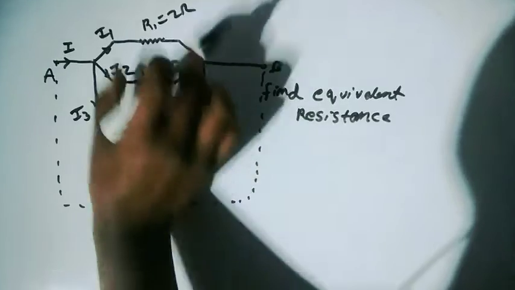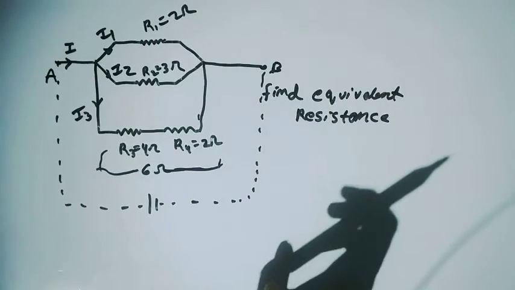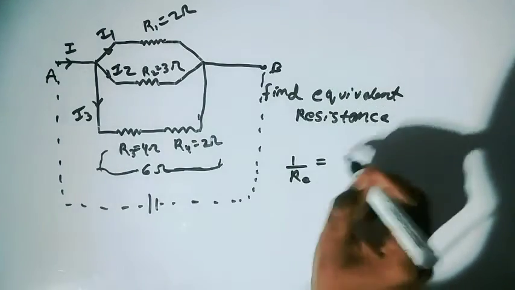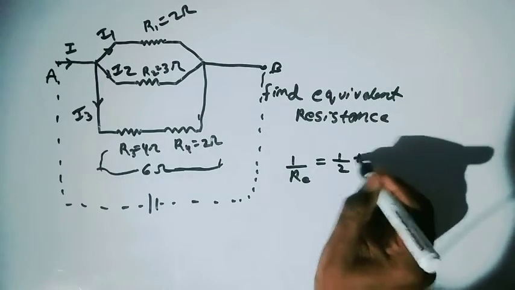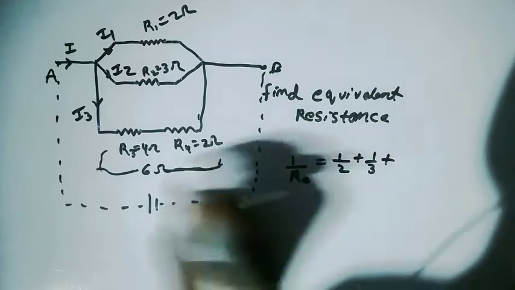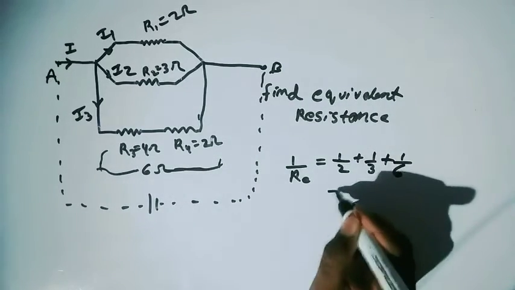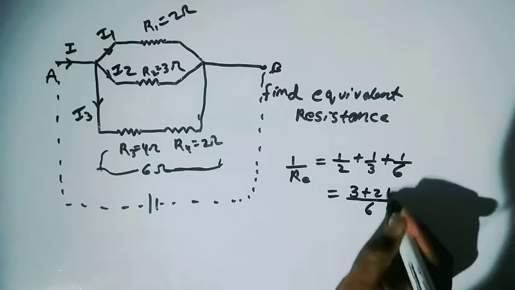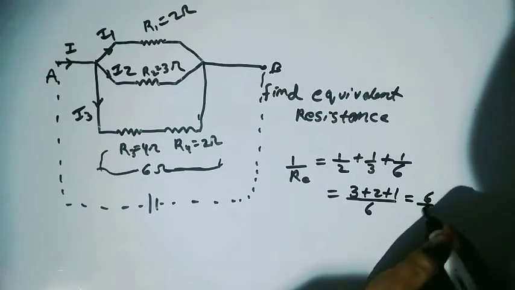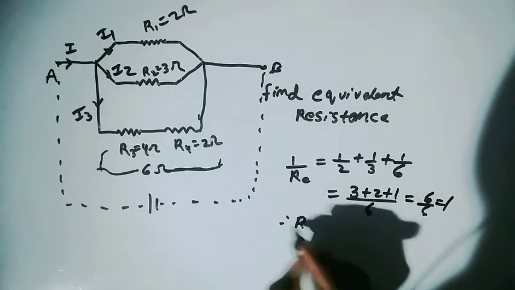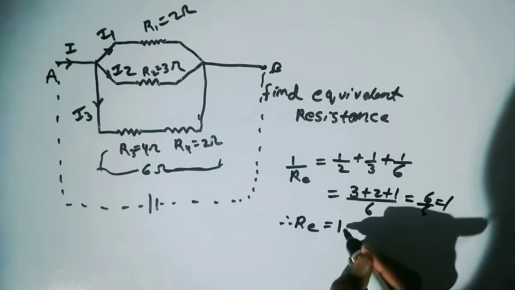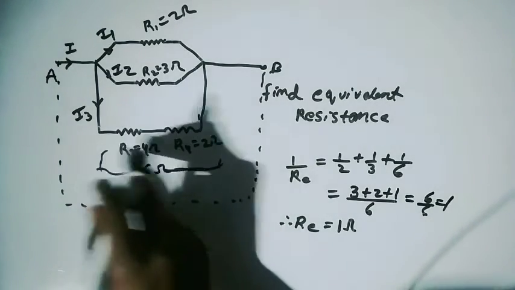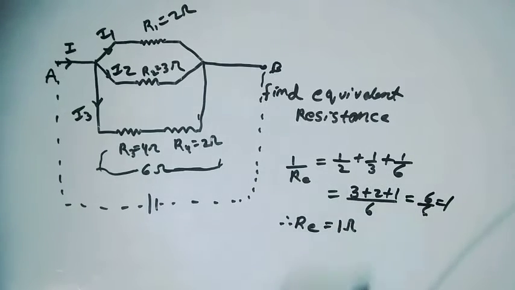Now these three are in parallel. So 1 by R equivalent is equal to 1 by 2 plus 1 by 3 plus 1 by 6, whose LCM is 6, so 3 plus 2 plus 1, which is 6 by 6, which is 1. Therefore R equivalent is equal to 1 ohm. The equivalent resistance of this circuit is 1 ohm.